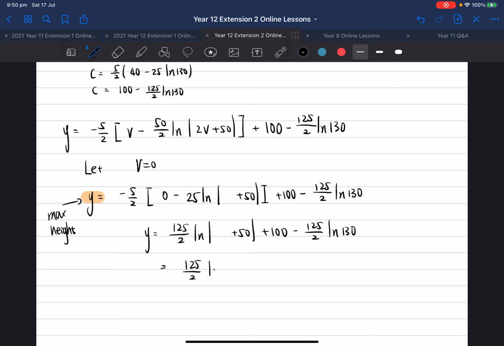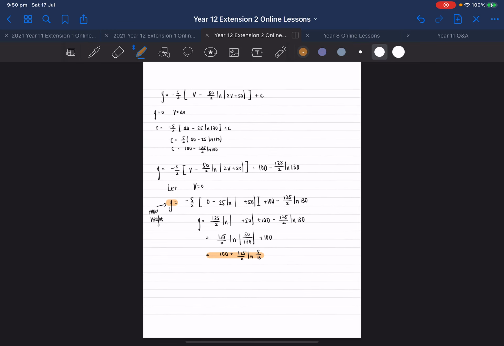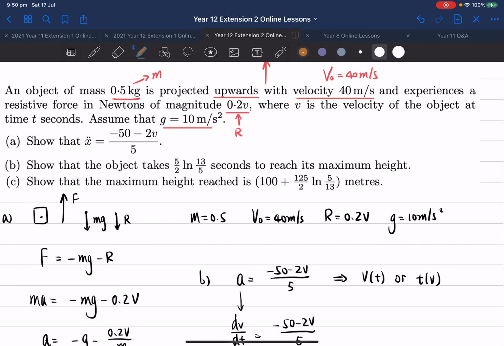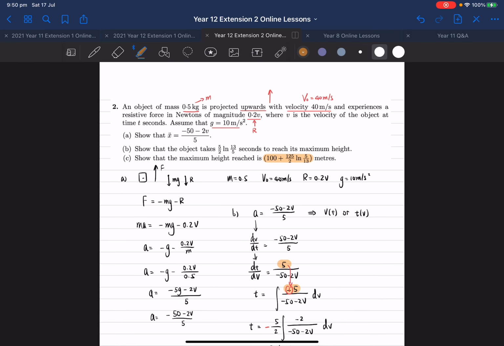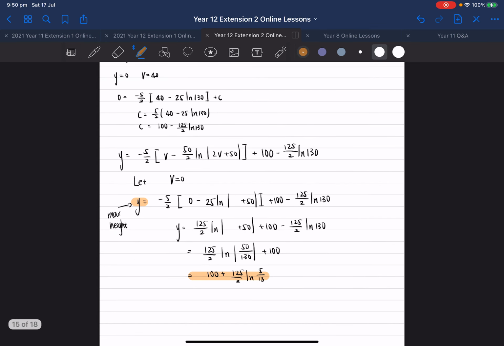125 over 2 ln 50 over 130 plus 100. Alright, so final answer. 100 plus 125 over 2 ln 5 over 13. That is the final answer. Alright, let's just go back and check. Okay, that is the final answer here. 100 plus 125 over 2 ln 5 over 13. Yep, that is the answer there.